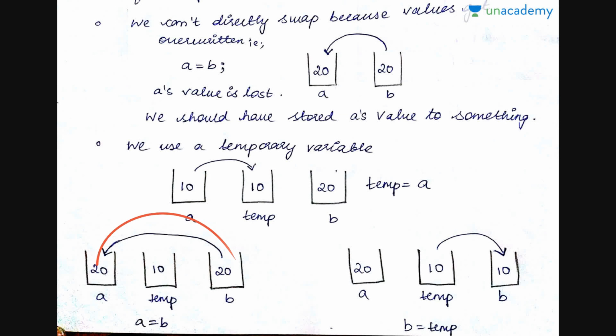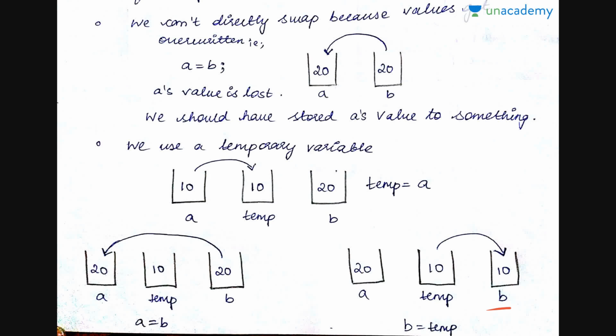Once that happens, after this point we should have stored the value of A to B, and here we lost it because we didn't store it, but here we have stored it in temp. Hence we do B equals to temp. Hence now from this container it goes to B. So right now temp is not used, but A holds the value of B and B holds the value of A.